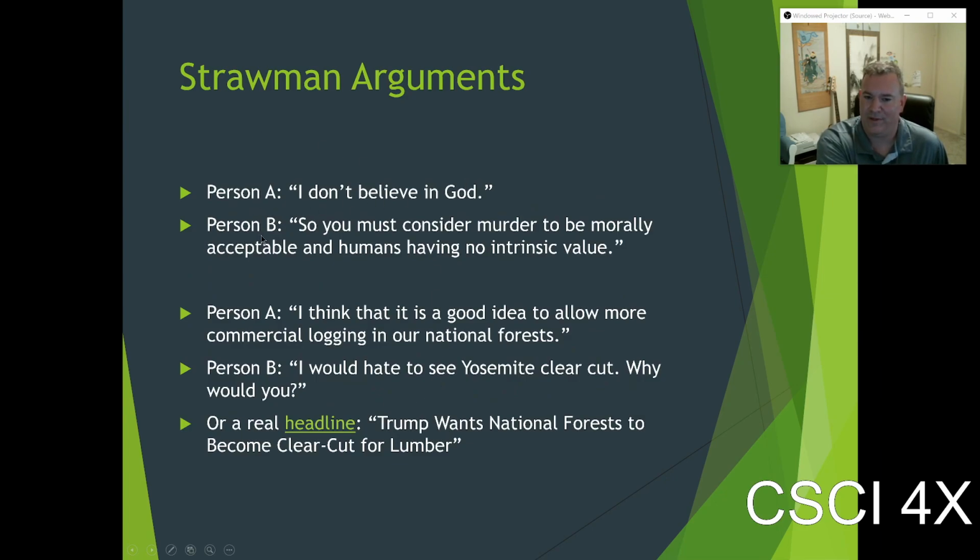Person A: I don't believe in God. Person B: So you must consider murder to be morally acceptable and humans having no intrinsic value. Like, gross straw man of what they said. Most atheists that I know don't consider murder to be moral, and a lot of them even still believe that humans have intrinsic value, etc. For example, if you're a utilitarian, right, you would consider murder to be immoral, because it inflicts pain on people, and you don't need to be a theist to be a utilitarian. There are many atheist utilitarians, right? So person B is just straw manning, but it's a common straw man.